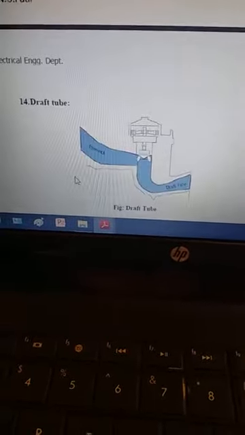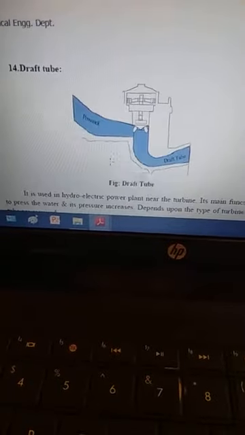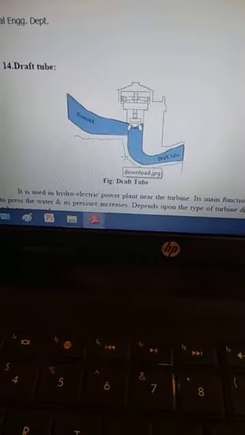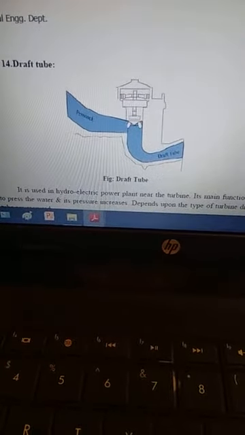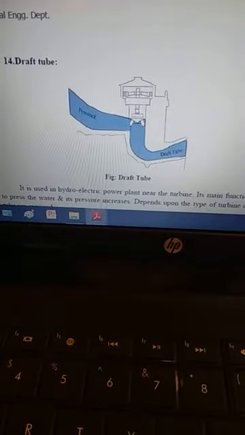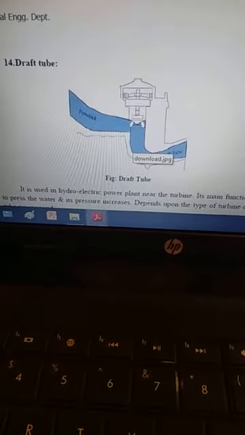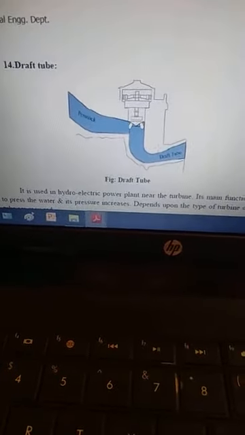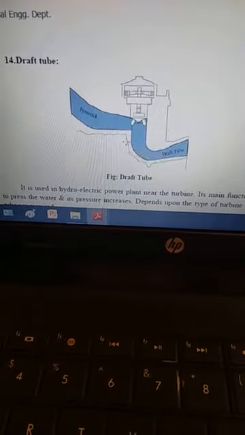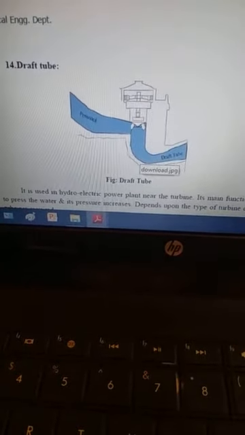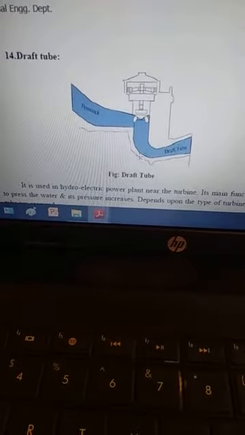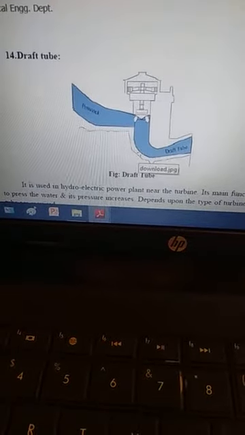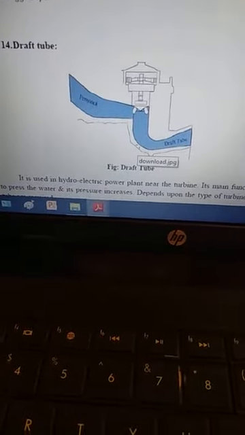Let us move to another one. What is the draft tube? The draft tube is also very important equipment used in hydroelectric power plants. It is connected with the exit of the turbine. The water comes from the exit of the turbine with high velocity, or high kinetic energy. If we allow this water into the river or tail race without a draft tube, there will be a loss in kinetic energy.